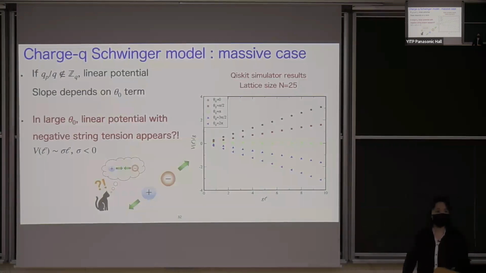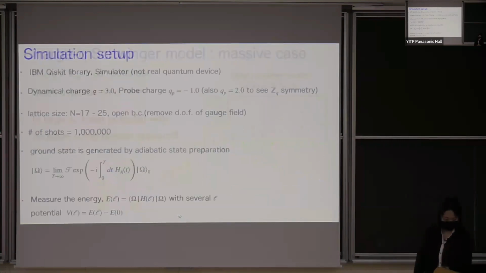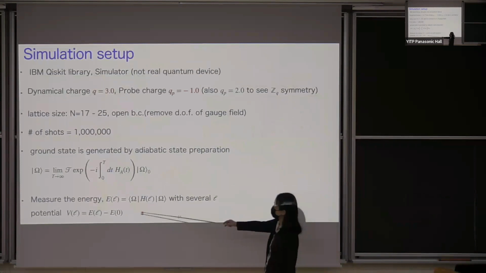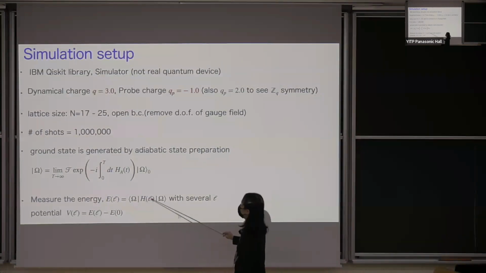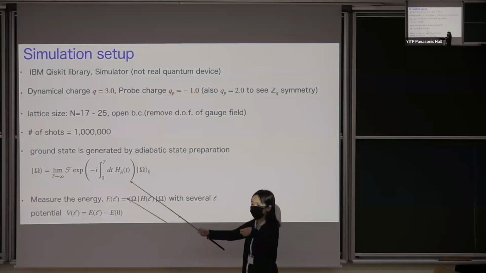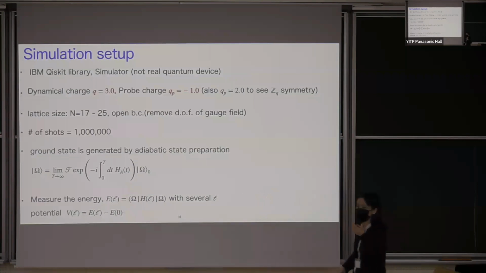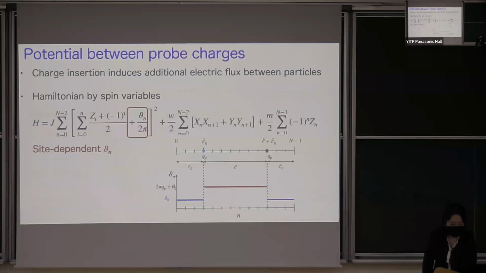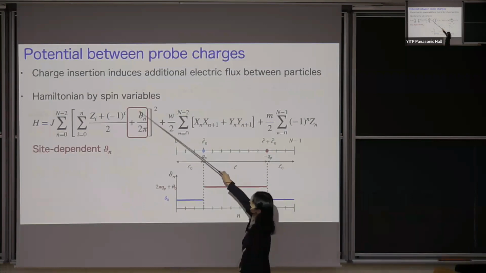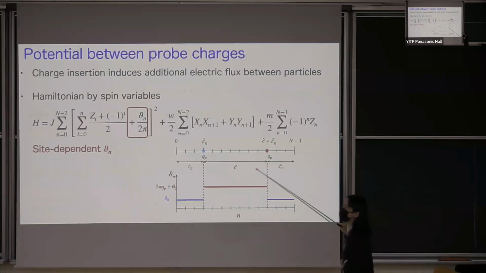Can I ask a question? Could you go back to the previous page? What is H of L? This is a Hamiltonian with the distance L. But you have a global Hamiltonian, right? Yes, global Hamiltonian, but this part depends on the value of L.